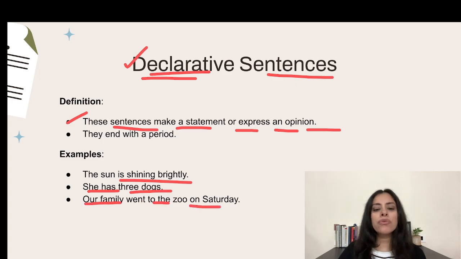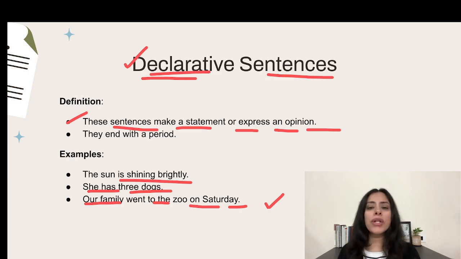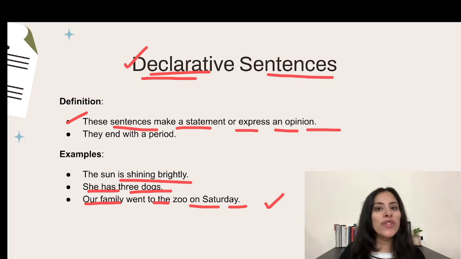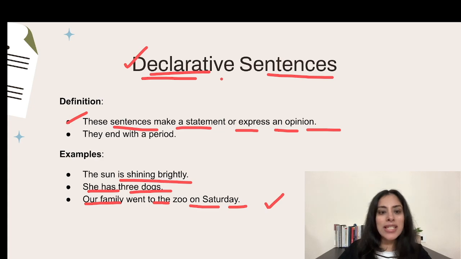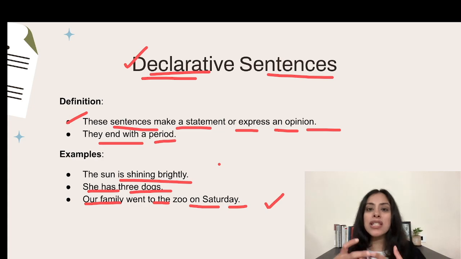Our family went to the zoo on Saturday. Here's where students get confused. If something is written as a declarative sentence, it does not mean that you cannot include past tense. You can do that. Tenses are independent of the structure, and today we are learning the structure of sentences. So don't get confused. However, you do have to take care of the punctuation. Declarative sentences end with a period or a full stop. If you have written a sentence but you don't put a full stop, you're going to lose marks over there.